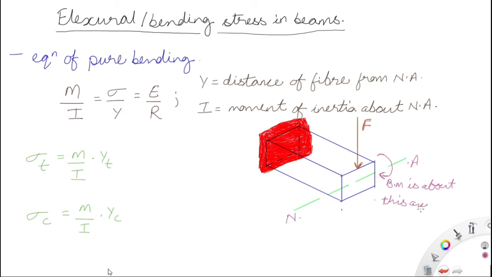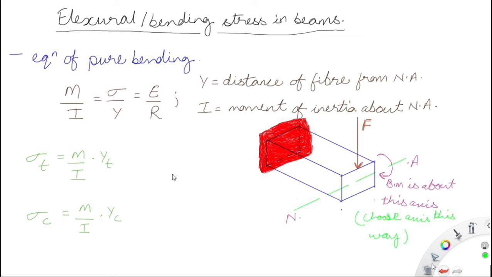So if at any distance from the neutral axis you want to find the bending stress, you can find the bending stress at that point using this equation, because y will give the distance of the fiber from the neutral axis. So sigma can be found at that distance y. Now E is the Young's modulus or modulus of elasticity, and R is the radius of curvature that the beam has bent into.